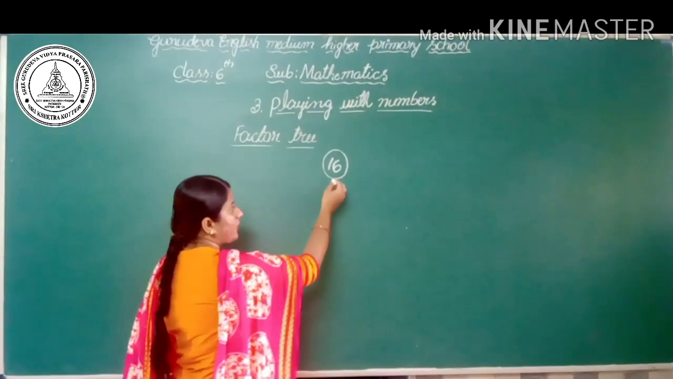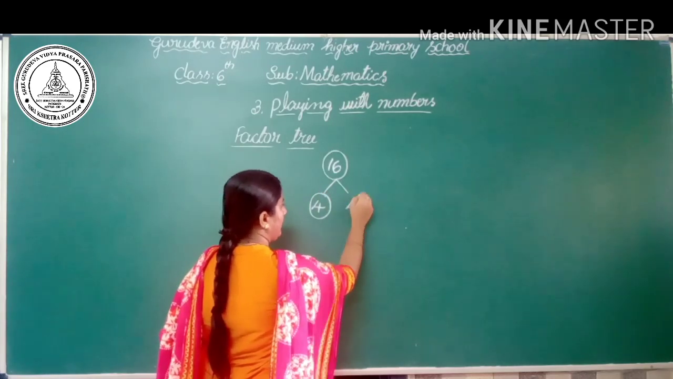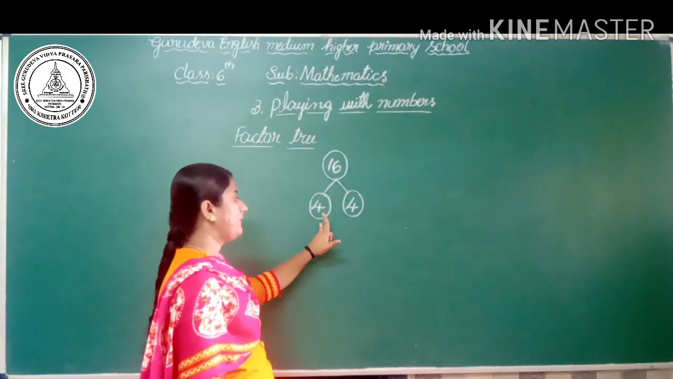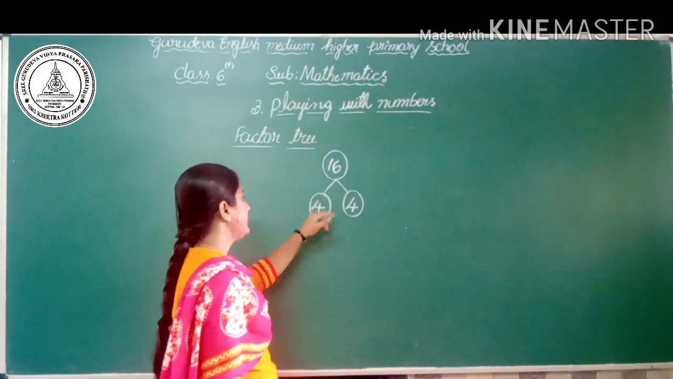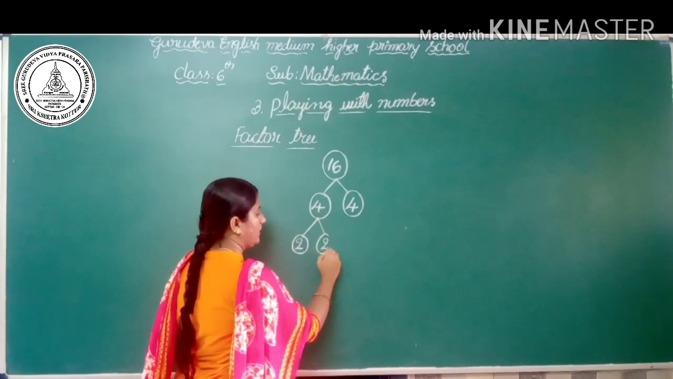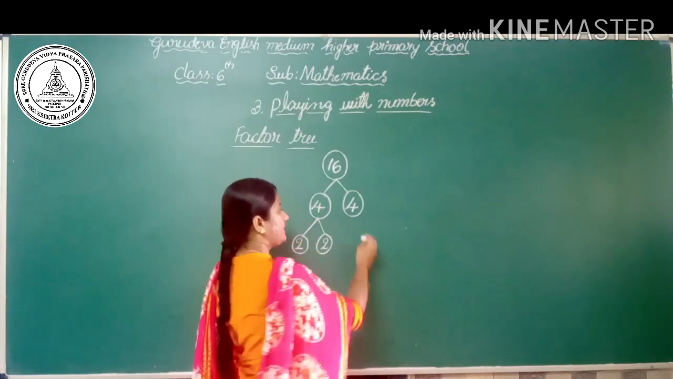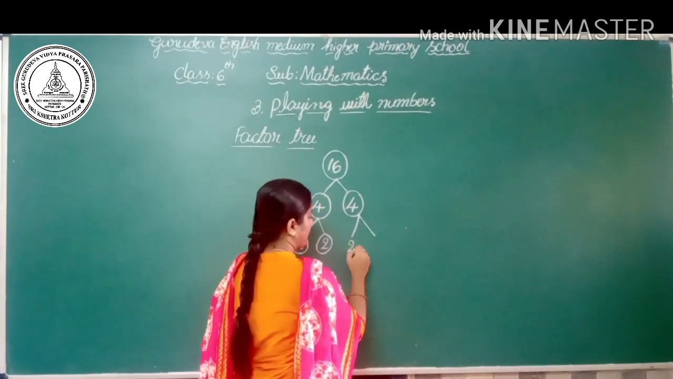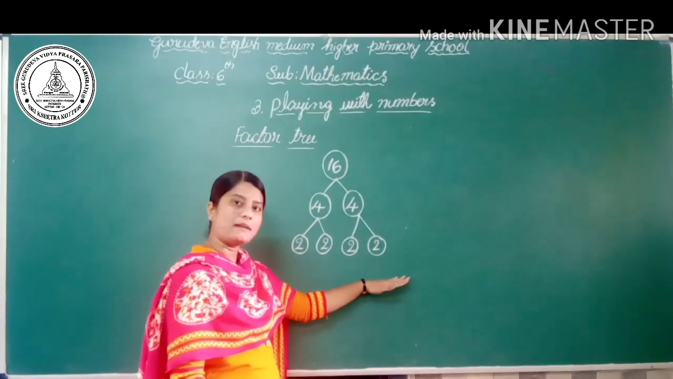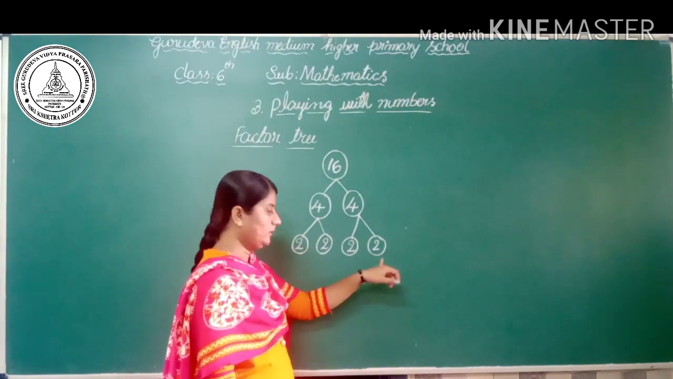That is, 4 fifteens are 60. So we have to express 4 as a product of its factors, that is 2 twos are 4. 2 is a factor of 4, and also here there is another 4, and we express each as 2 twos are 4. Observe here, 2 is a prime number. The prime factorization of 16 is 2 into 2 into 2 into 2.